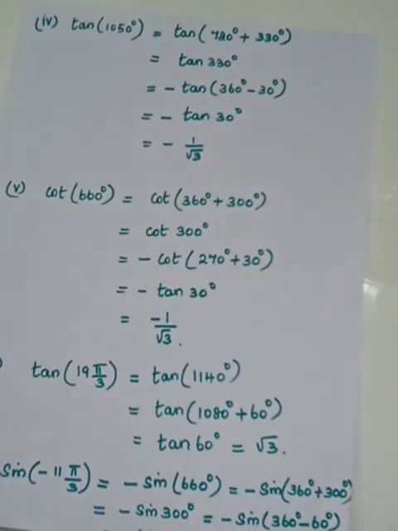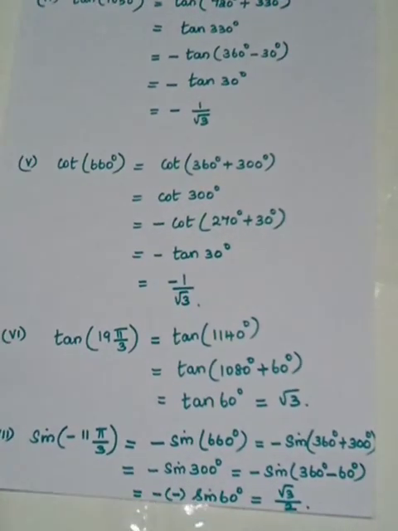Using this way, first you have to find the quadrant. According to that, you have to write the plus and minus sign. Then the angle has to be split as 180 degree plus or minus theta, 270 degree plus or minus theta, and 360 degree plus or minus theta. And if it is an even multiple of 90 degree, you need not change anything. If it is an odd multiple of 90 degree, you have to write the complementary ratio and you have to find the remaining. Okay, thank you students.